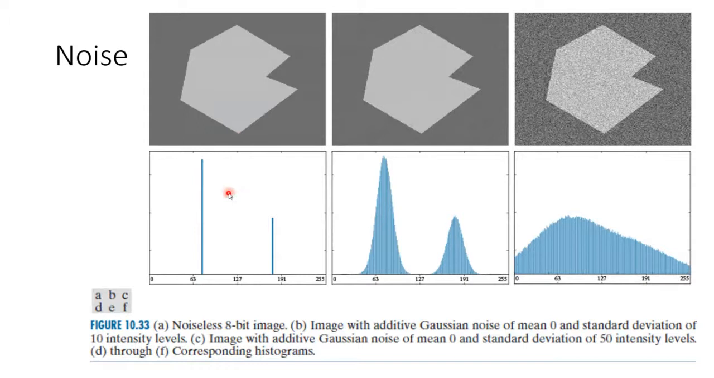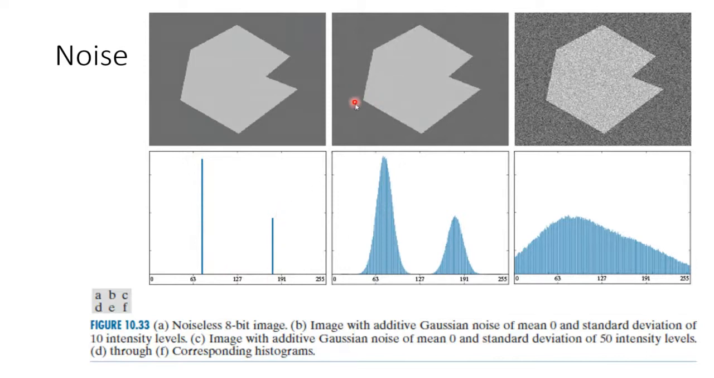So this is a noiseless 8-bit image, just a synthetic image of a foreground object. It's this kind of Pac-Man object on a grayish background. Without any noise, this is pure light gray and this is pure dark gray. So there will be just one peak here, counting the number of pixels, and I think the background is still larger, right? It's dark gray, and another peak here with the light gray, right?